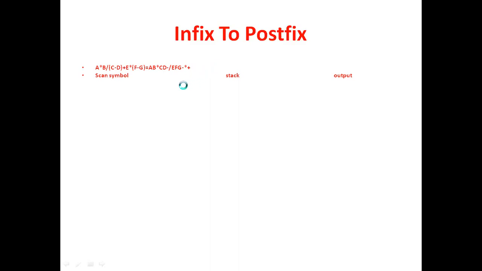How to convert? Here, if you take three columns, the first one is the scan symbol, then the stack, then the output. We are reading the symbols from left to right. According to the algorithm, if you got a variable, simply print it on output. If you got a left parenthesis, push it into the stack. If you got a right parenthesis, pop the stack and print on output. If the scan symbol is an operator, then check the conditions. Here three conditions are there.